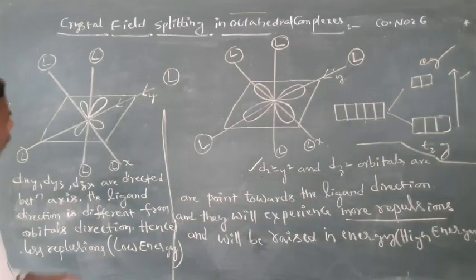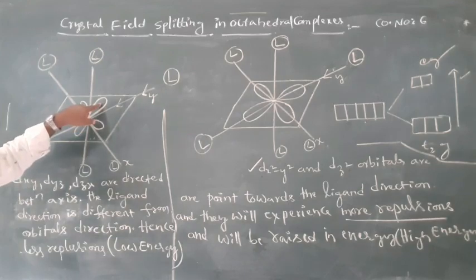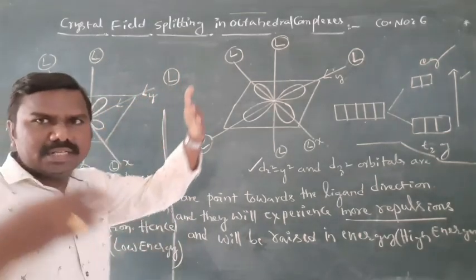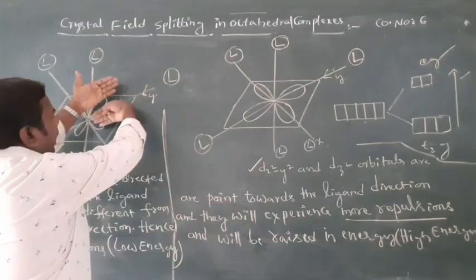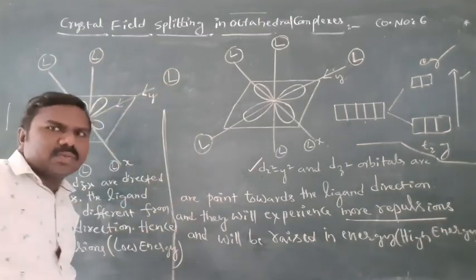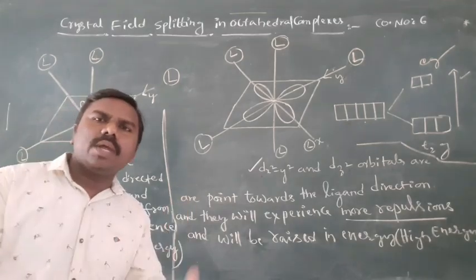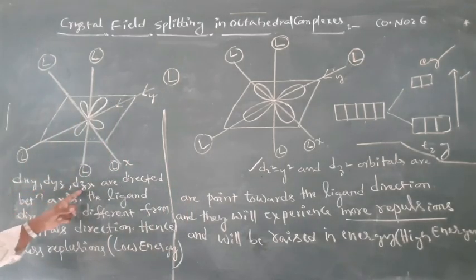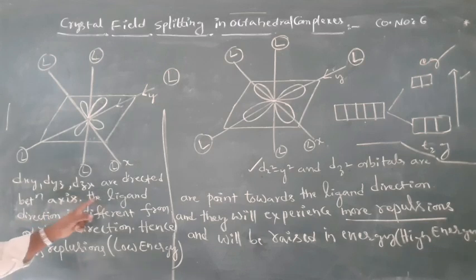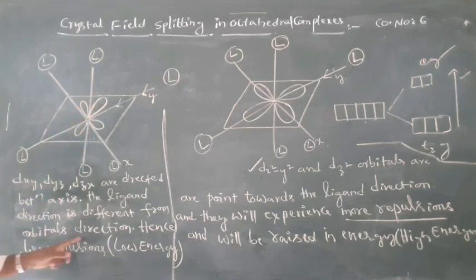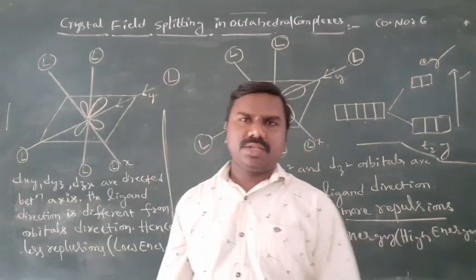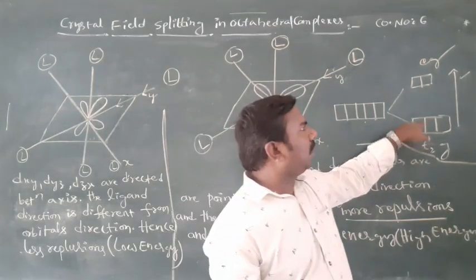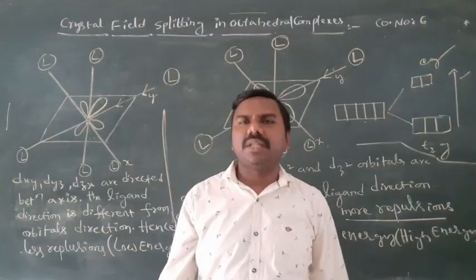Now this one. The orbitals' direction and the ligand approaching direction are different. This is the orbital direction, this is the ligand direction, different it is. That's why less repulsions, lower energy. dxy, yz, zx are directed between the axis. The ligand direction is different from the orbital's direction. That's why less repulsions, which leads to lower energy. Clear? t2g lower, eg higher. So this is the matter we should write.